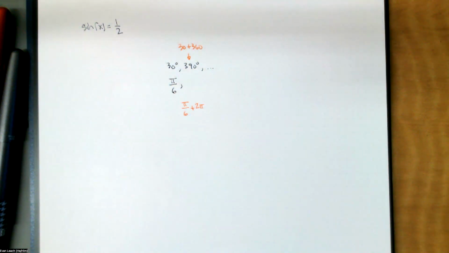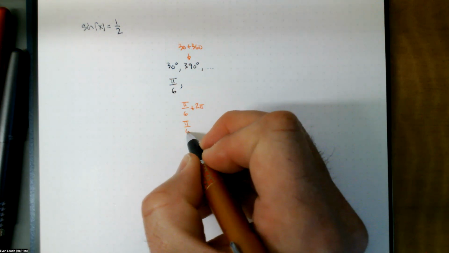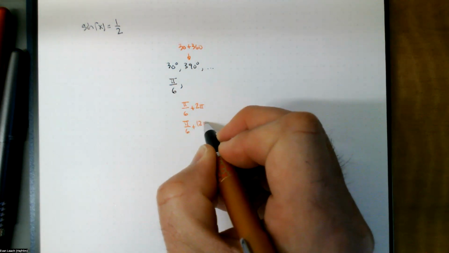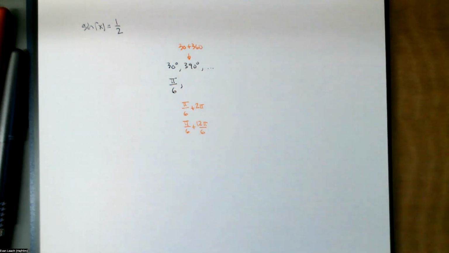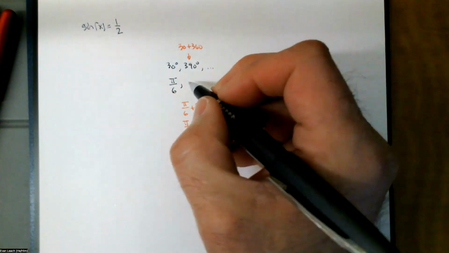This means we have to add fractions, but that's no big deal because we have a whole number as one of our fractions. 2 over 1 is 12 over 6. So our next one here will just be 13 pi over 6.